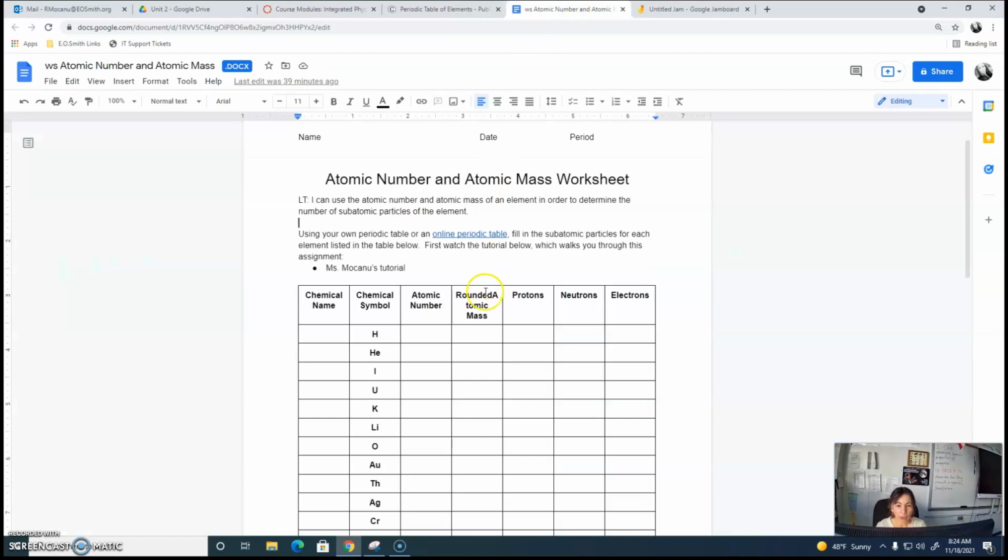But if we go back to your worksheet, you can see right here, it's asking you for the different elements, and the atomic number and atomic mass would go under this column. So let's see how we can use these two numbers from our periodic table in order to determine protons, neutrons, and electrons. These are some subatomic particles present in each element, and let's see how we can determine them.